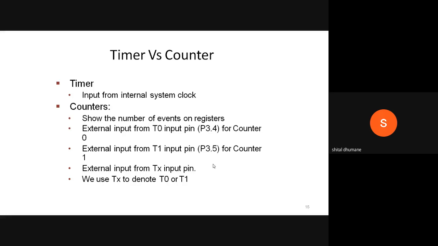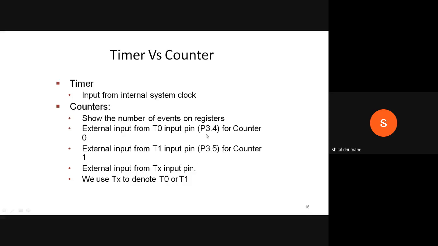Your counters show the number of events and registers. That means the pins are available for your external interrupts. That is the external input from the timer 0 input pin P3.4. It is for your counter 0. That means if any event or any clock pulse occurs on this pin, it will be considered external, and those external clock pulses will be counted by your counter. This is for your timer 0, P3.4. For your timer 1, you have the pin P3.5.